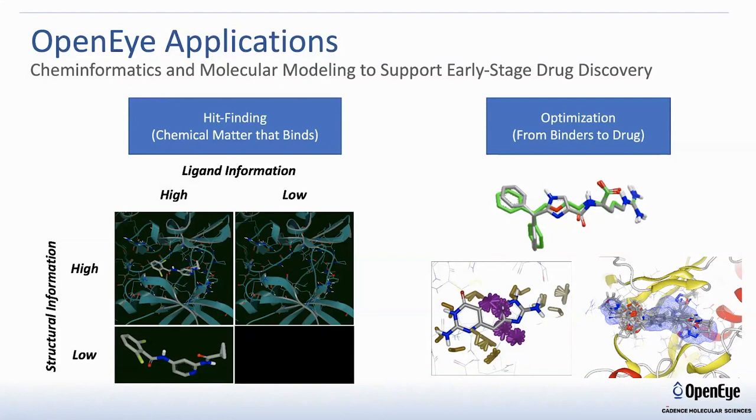Over the course of this talk, I'll be sure to highlight applications that can be used for hit finding in different contexts, leveraging information both about known ligands and structures in different ways in order to find diverse ligands that form the basis of discovery campaigns. We'll also talk about our tools that can be used for hit-to-lead or lead optimization as teams seek to optimize binders into potential candidates for the clinic.